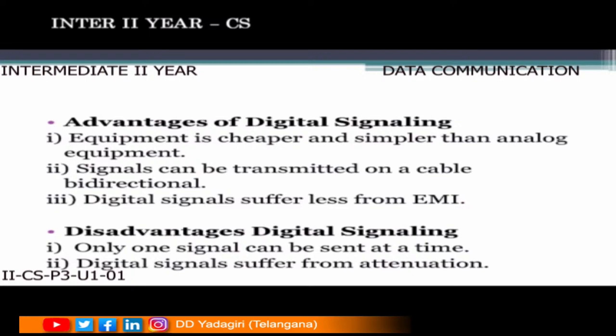Advantages of digital signaling. Equipment is cheaper and simpler than analog equipment. Signals can be transmitted on a cable bidirectional. Digital signals suffer less from EMI. Disadvantages of digital signaling. Only one signal can be sent at a time. Digital signals suffer from attenuation.